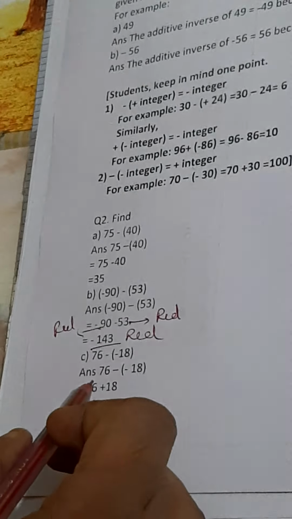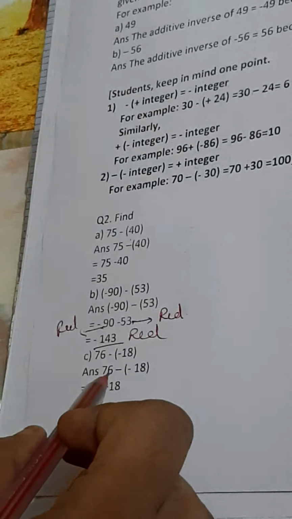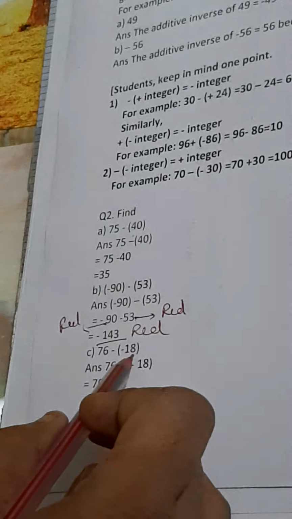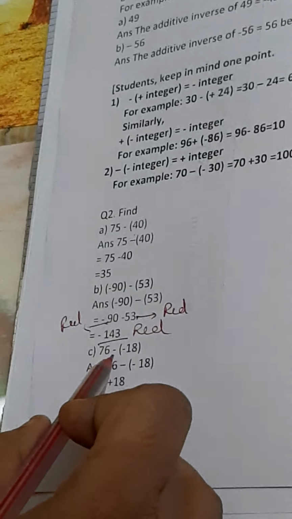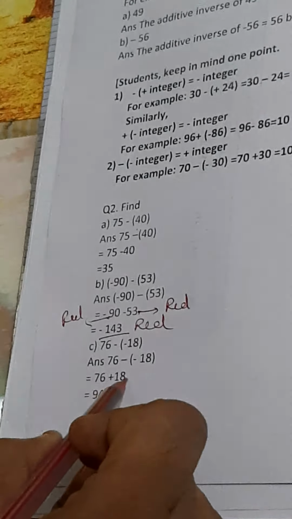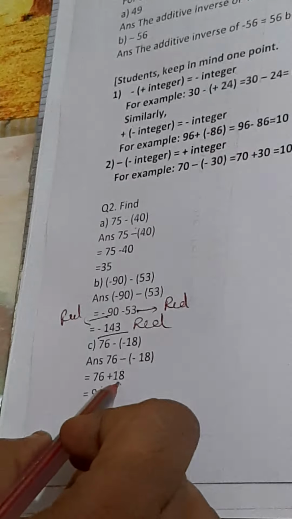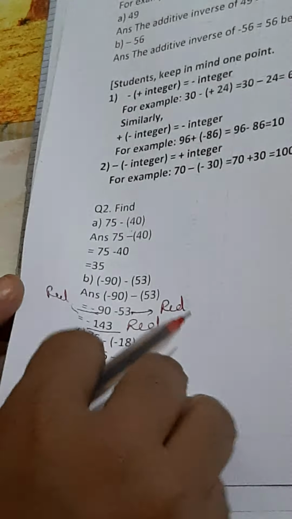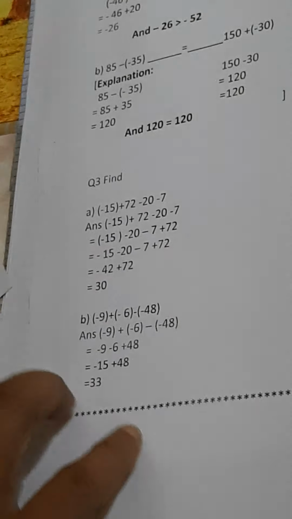Now let us see the C part. 76 minus in bracket minus of 18. I already told you minus of minus means I will be getting plus. So it's a very simple sum. What is 76 plus 18? Yes, it is 94. So we have to find out the sum. Now let us see the next part.